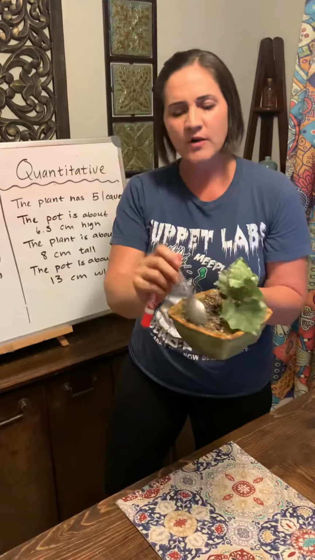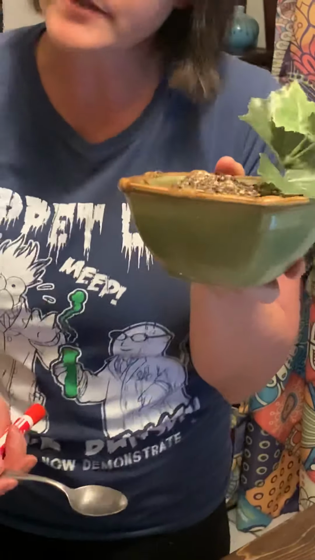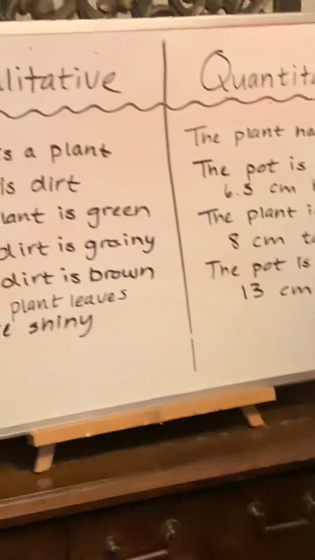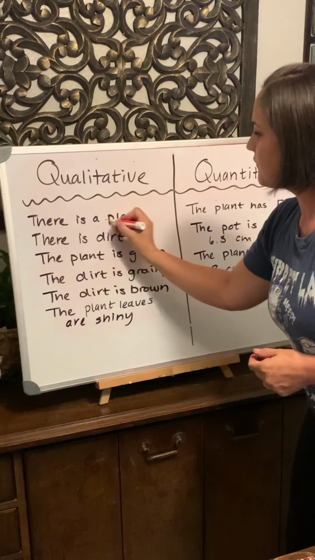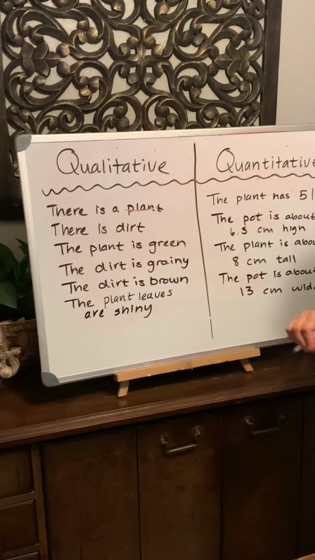Did you guys actually know that was soil? Did you actually know that this is a pot? It's actually a bowl for my kitchen cupboards. So how can we improve these observations? Well, it wasn't a plant. You cannot infer that or observe that.